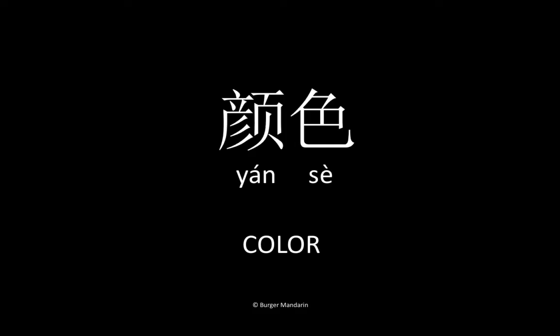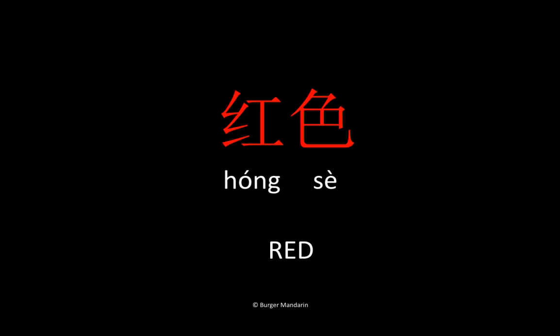In this video, we're going to talk about colors in Mandarin. The word color in Mandarin is 颜色. The word 色 itself means color. The Mandarin for red is 红色.